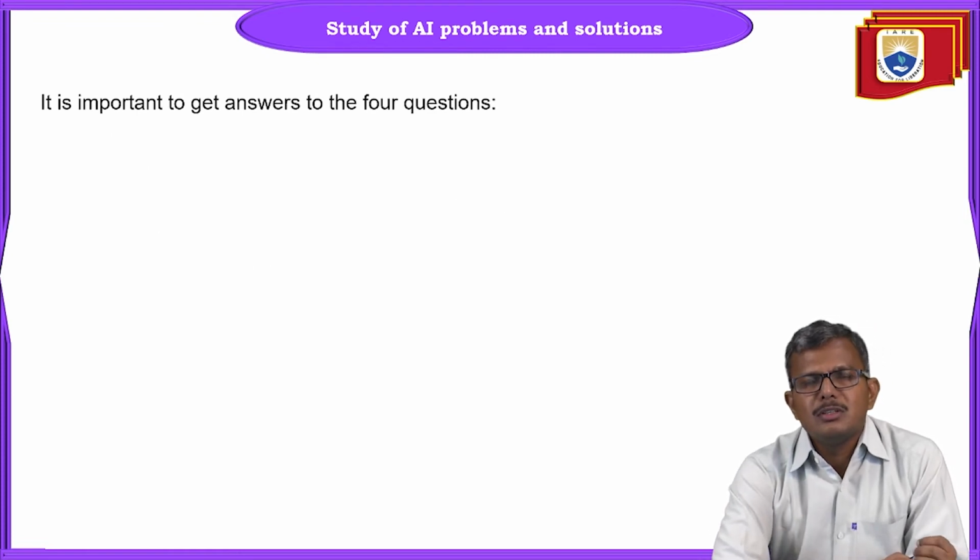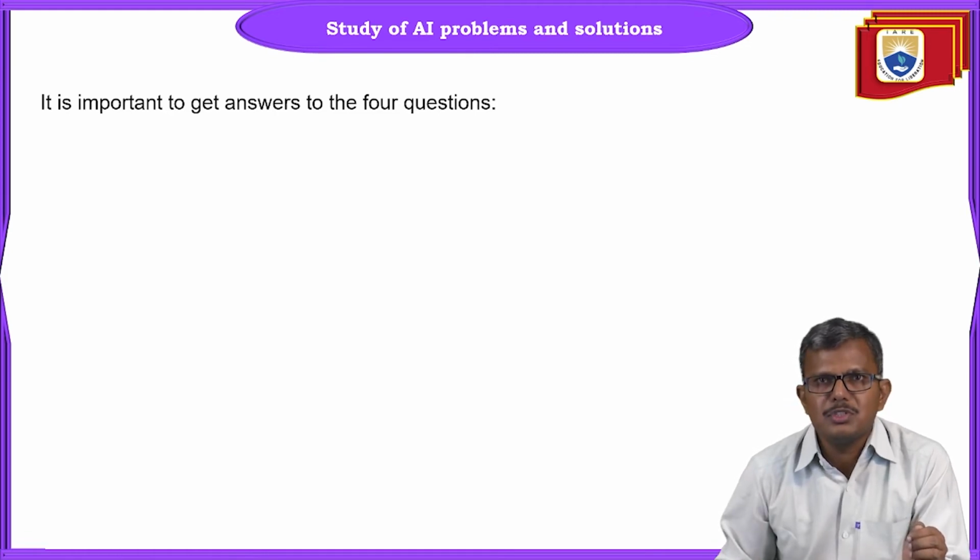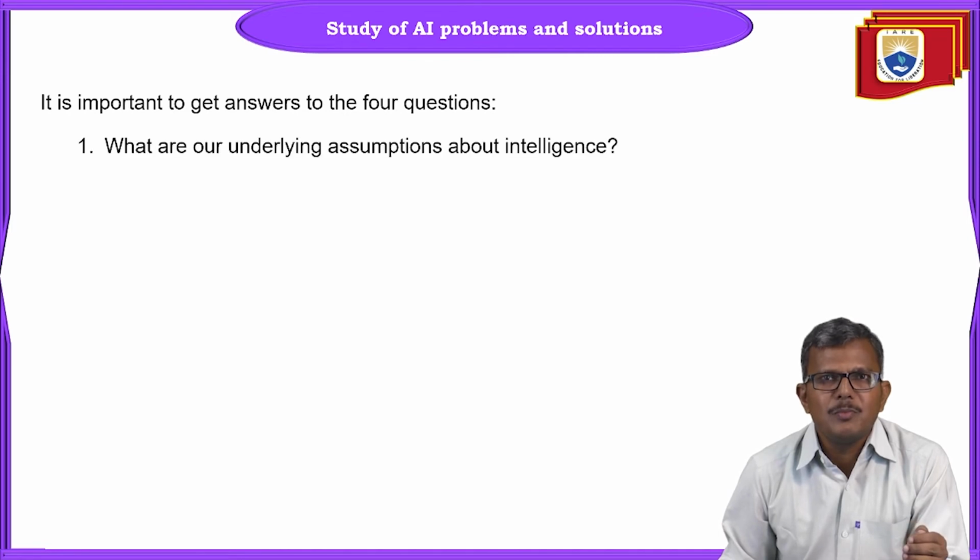If you want to study artificial intelligence, first of all, we need to know what different kinds of problems artificial intelligence deals with. That means what kind of problems require artificial intelligence implementation, and we have to think about the solutions also. For this, you definitely need to get answers to four questions. If you are able to get the answers, then we can easily understand how these artificial intelligence programs differ from other kinds of programs.